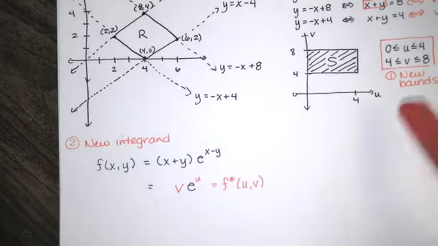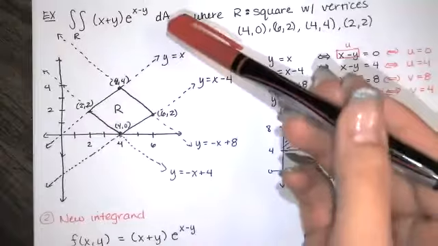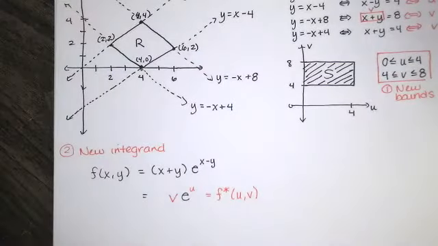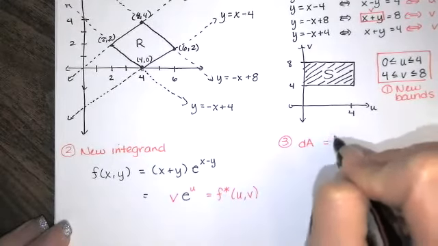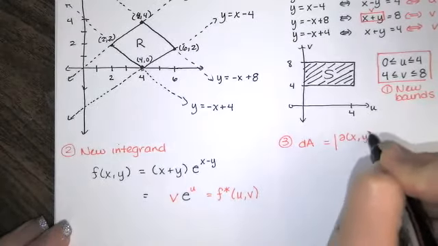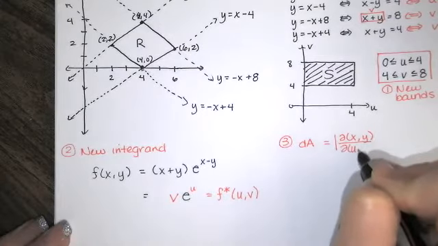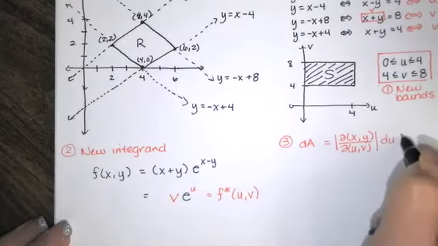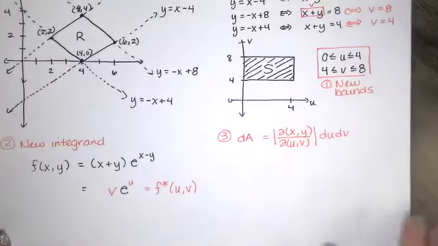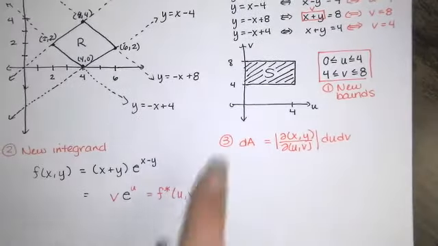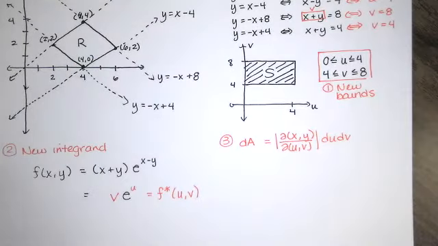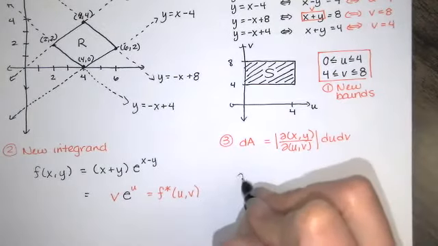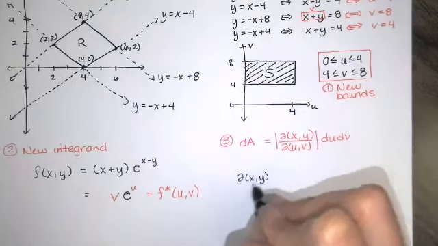Okay. So we've got new bounds, we've got a new integrand. The last thing we need is a new dA. And remember what you need for dA. dA is the absolute value of the Jacobian times du dv or dv du, either one is fine. It's our modified area, because the area pieces over here are not equivalent to the area pieces over here. So you have to figure out what that equivalence is. This requires calculating the Jacobian, which is actually pretty simple.